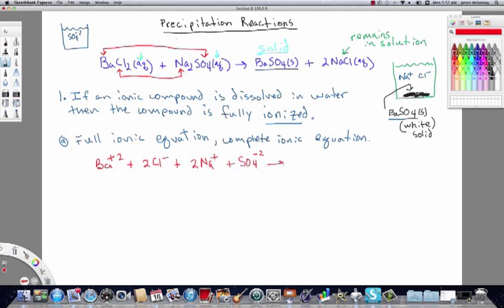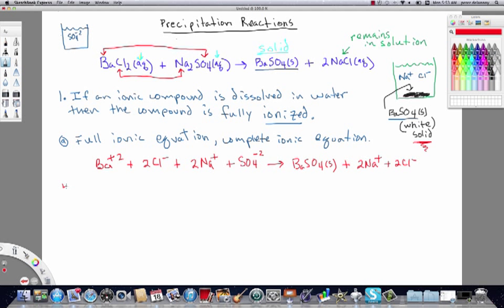All right, and then we have our reaction arrow, and on the right side we show the solid properly written. It's not separated into ions because, remember, it's actually a solid, and in a solid the ionic compound has the cation and the anions combined. And then on this side, though, we need to recognize the fact that the sodium chloride is in fact fully ionized. So this would be the complete ionic equation.